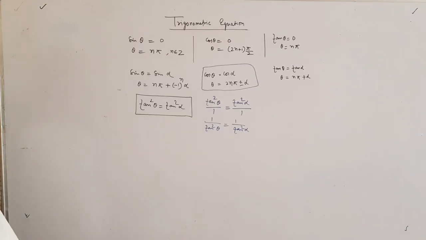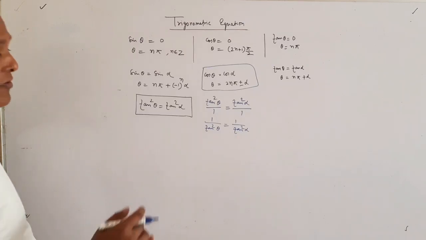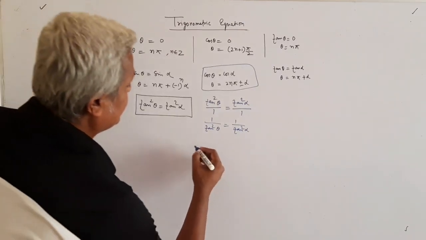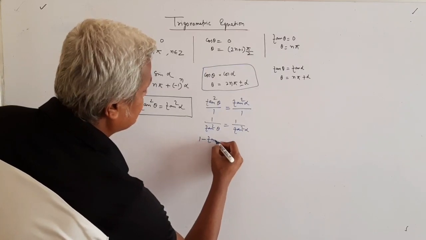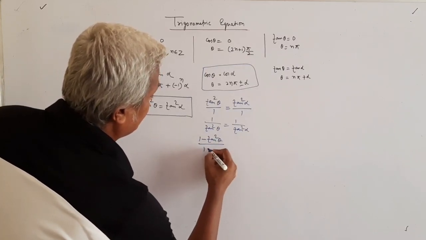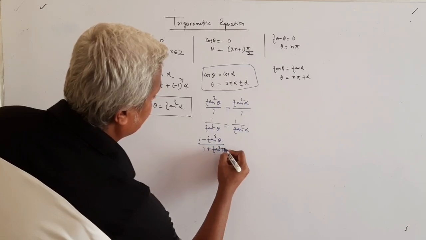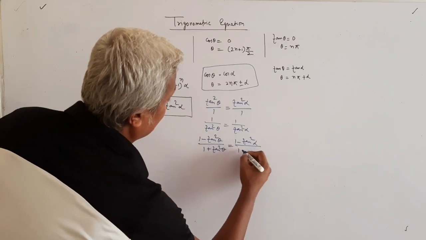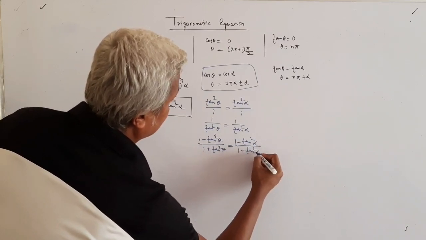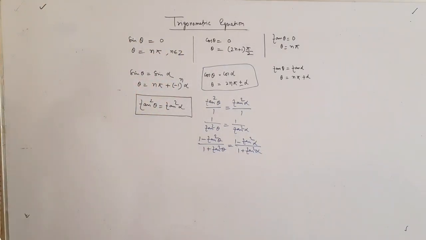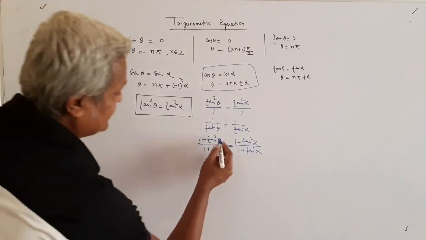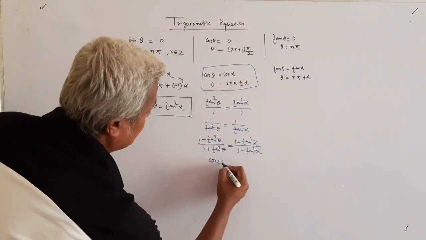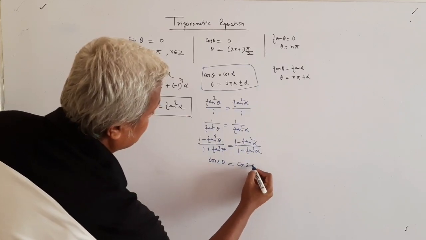Now I will use componendo and dividendo, or I can also use dividendo and componendo. That will be more favorable if I use dividendo and componendo. Then I'll get 1 minus tan square theta upon 1 plus tan square theta is 1 minus tan square alpha upon 1 plus tan square alpha. This is called dividendo and componendo. Then this is a formula: this is cos 2 theta is cos 2 alpha.